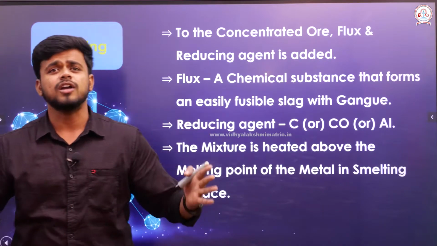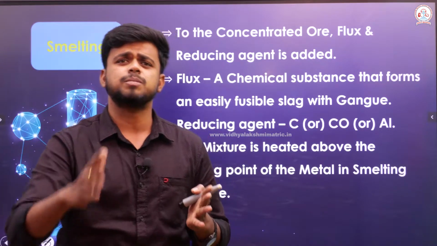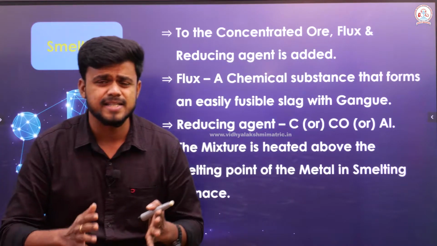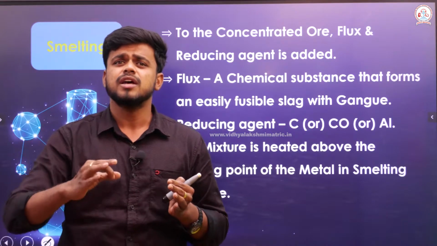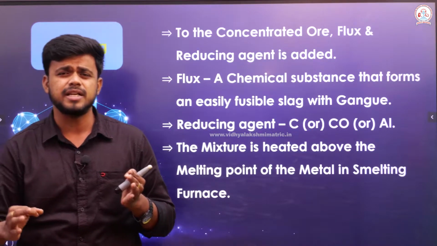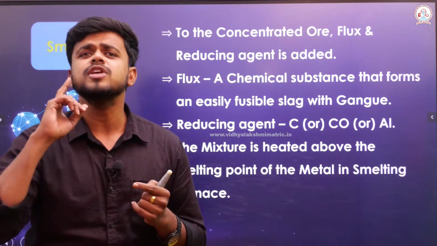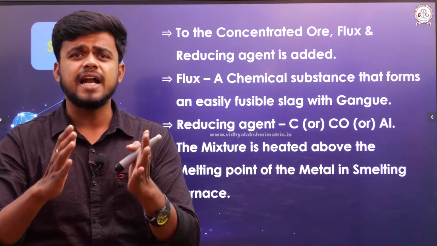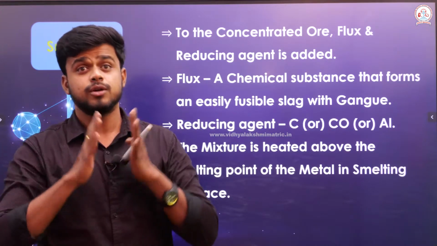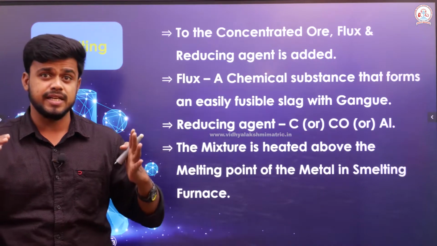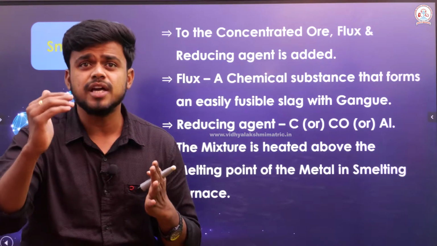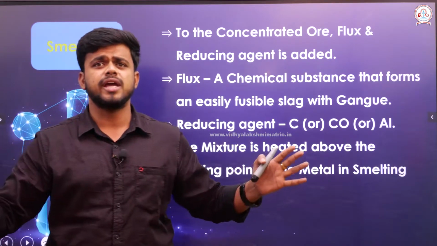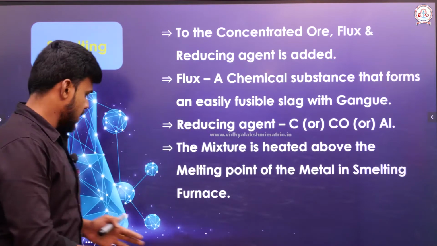We have got all the requirements in order to begin the process. The first thing we must know before undergoing the process is that the mixture from which you are going to get the metal should be heated above its melting point. And that heating process should be done in a smelting furnace. Don't forget it. We have to heat it above the melting point of the metal oxide or the metal, in a smelting furnace.